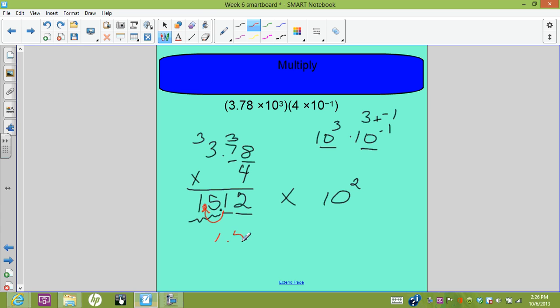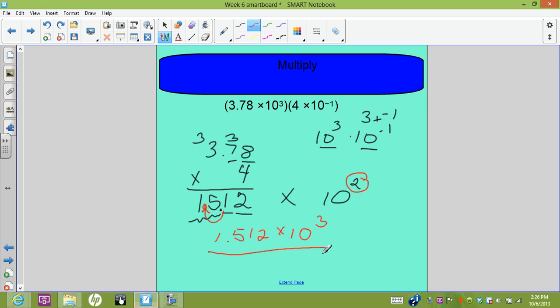So now that is 1.512 times 10, and when we move that decimal point, we have to change this power of 10 or else it's just not going to be the same number. We moved it to the left, so this number goes up 1, and it's 10 to the third. So my final answer is 1.512 times 10 to the third power.